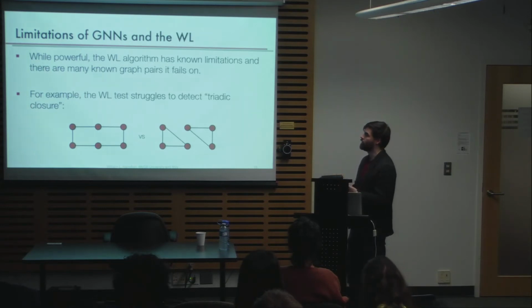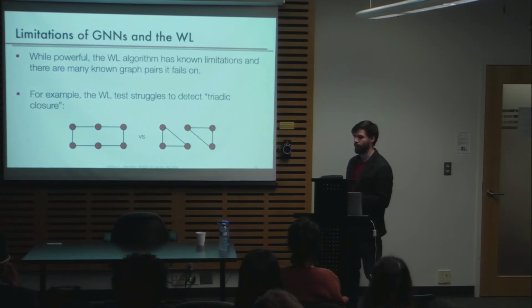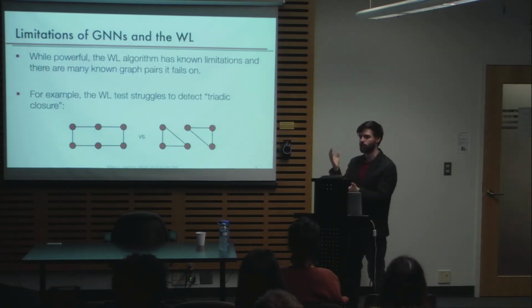And so I want to point out that the WL test is very powerful. It's one of the best, or certainly classes of graph isomorphism algorithms out there. And it's known to succeed on almost all graphs. So the set of graphs that it doesn't work on is kind of a vanishing subset compared to the rest of graphs. But it fails in some pretty bad cases.